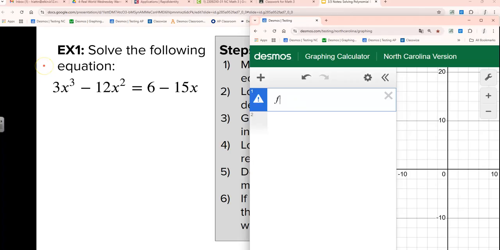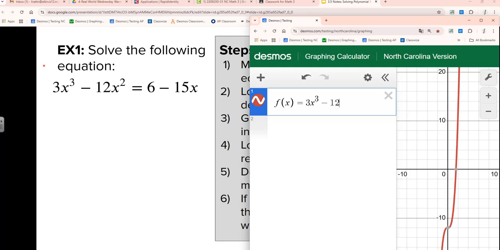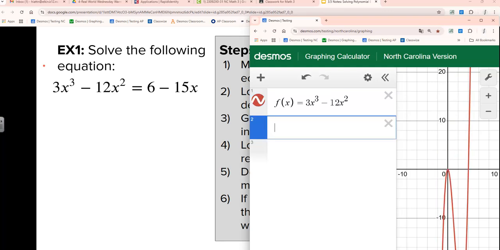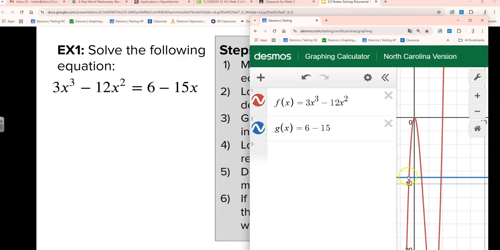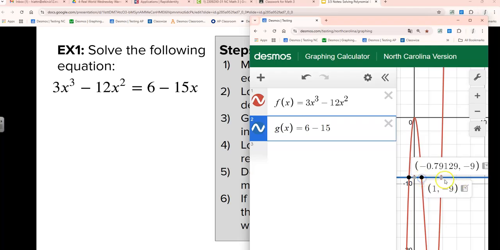What we have done before is we have done f of x equals 3x to the third minus 12x to the second. We did f of x equals the left side. We did g of x equals the right side. And then we could find our solutions. That still works. Okay, so that is still a valid way to solve this function or this equation. And you can still do it. It's fine. I don't mind.